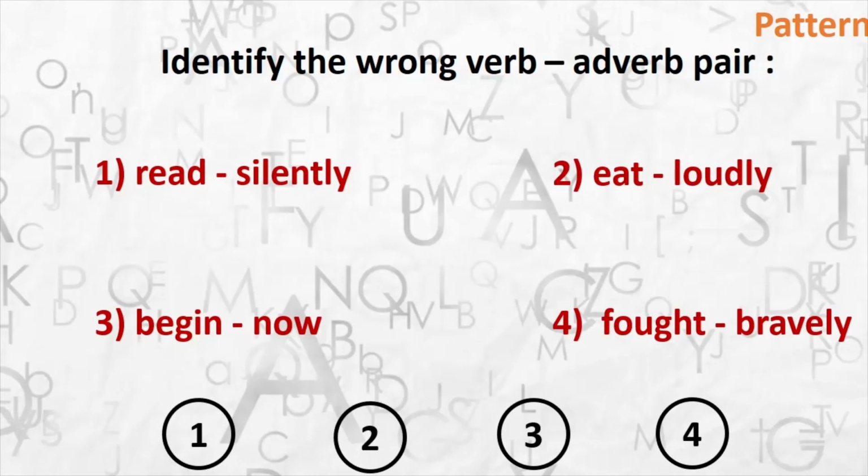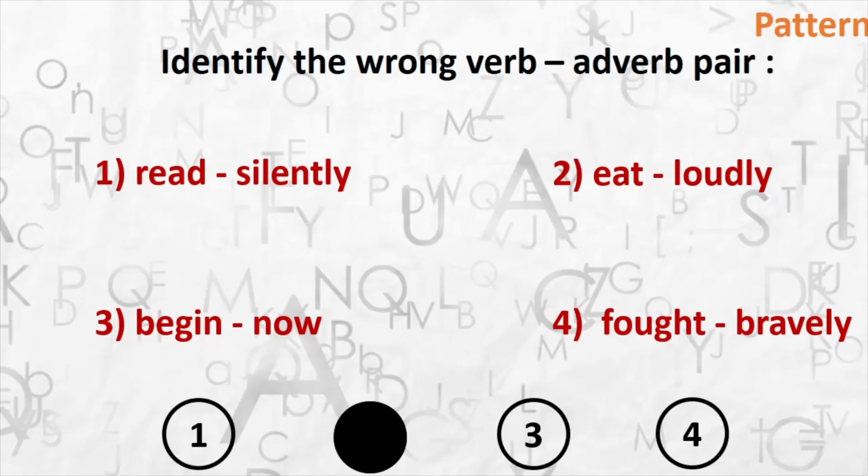So which one is not correct? Which one is not making sense? It is the second one, eat loudly. You speak loudly. You do not eat loudly. Whereas you can read silently, you can read loudly also. You can begin now, you can begin afterwards also. You can fight bravely also, you can fight like a coward also. Okay, so the second one, eat loudly, is the wrong pair.